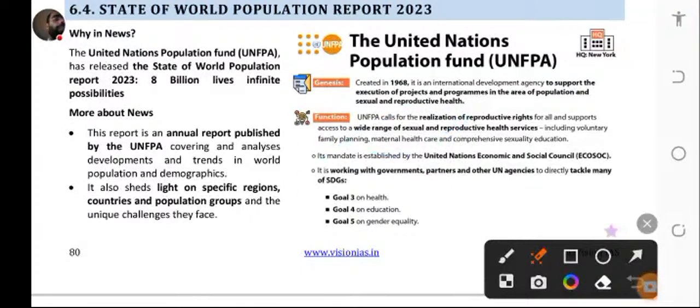UNFPA calls for the realization of reproductive rights for all, and supports access to a wide range of sexual and reproductive health services, including voluntary family planning, maternal health care, and comprehensive sexuality education. Its mandate is established by the United Nations Economic and Social Council. It is working with governments, partners, and other UN agencies to directly tackle many of the SDGs: Goal number 3 on health, goal number 4 on education, and goal number 5 on gender equality.